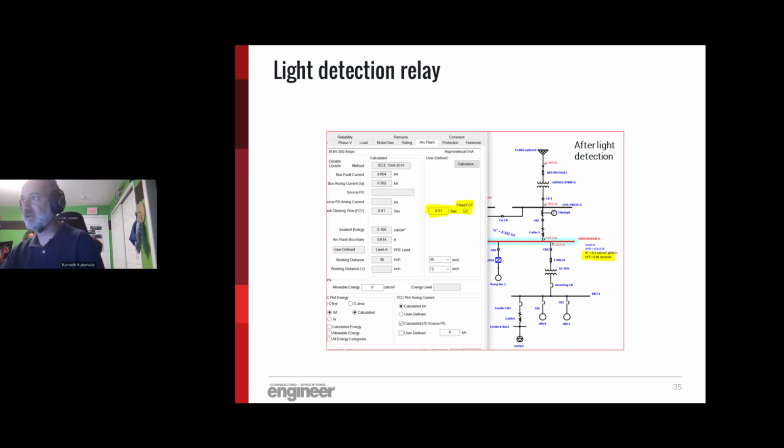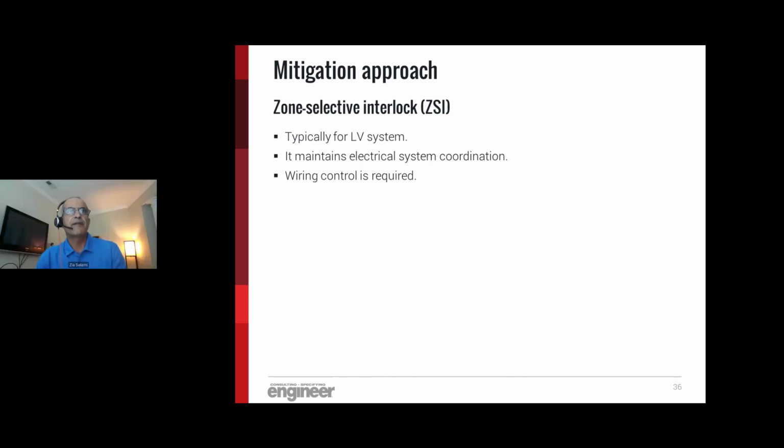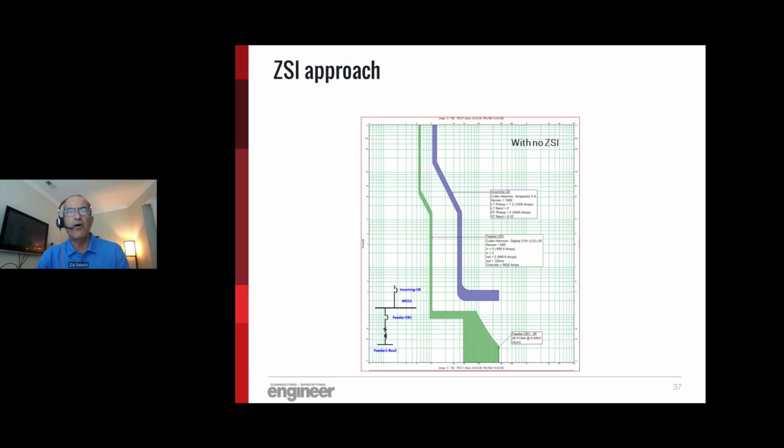With that, I'm going to turn it back over to Zia to talk about the last one, zone interlocking. Thanks, Ken. This is our last mitigation approach for our presentation today: zone selective interlock. The advantage of this approach is that it not only brings the energy lower, it also helps us with coordination with downstream devices.